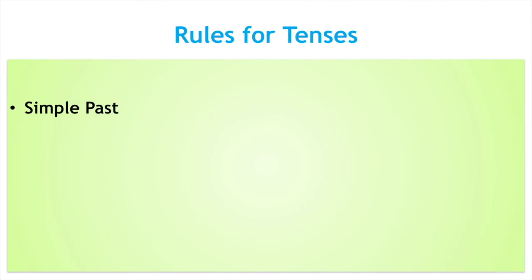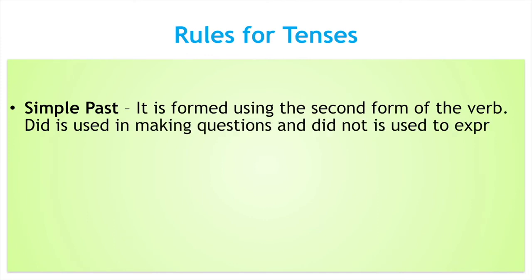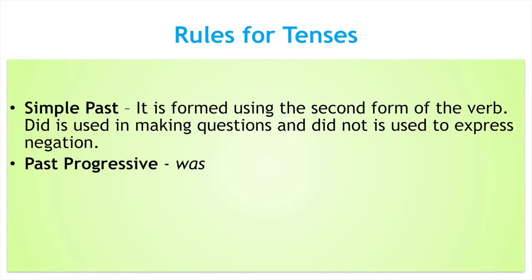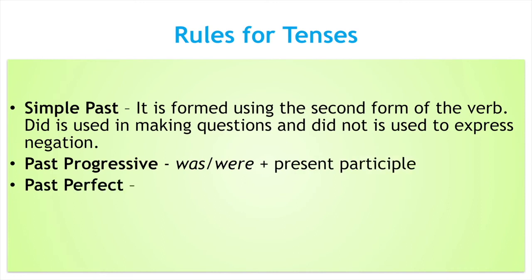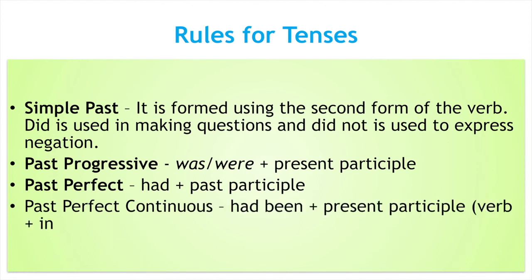The simple past tense is formed using the second form of the verb. Did is used in making questions and did not is used to express negation. We can form past progressive tense using was or were with present participle. And past perfect is formed when we use had along with past participle. A sentence can be said to be in the past perfect continuous tense when we use had been plus present participle.